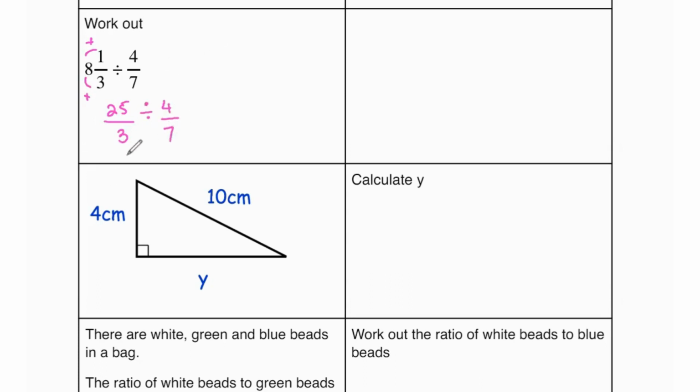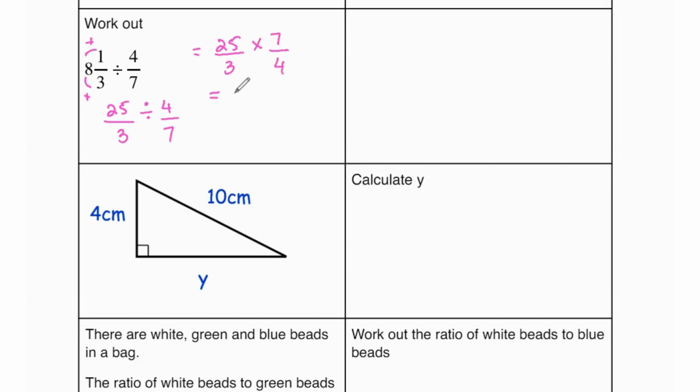Next, when we're dividing fractions, we take the reciprocal of the second fraction. When I say the word reciprocal, what I mean is that we're trying to flip the fraction. So when we flip it, we exchange the numerator with the denominator. So 25 over 3 times 7 over 4. Another important thing is that when you're taking the reciprocal, you're not only changing the second fraction, but you're changing the division into multiplication. So from 25 over 3 divided by 4 over 7, we now have 25 over 3 times 7 over 4.